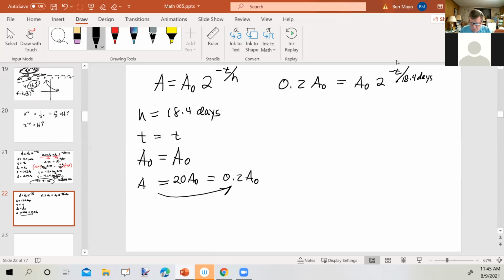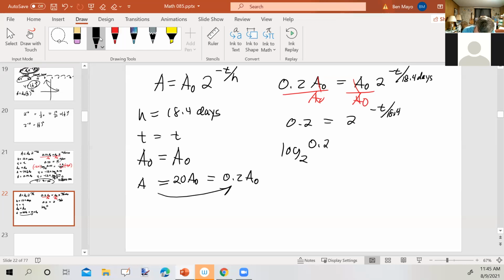And if there's any questions, please stop me and let me know. Next step, we're going to divide both sides by A sub 0. So we get 0.2 equals 2 to the negative T over 18.4, and that's days. I'm going to change this into a logarithmic equation. Log base 2 of 0.2 equals negative T over 18.4.